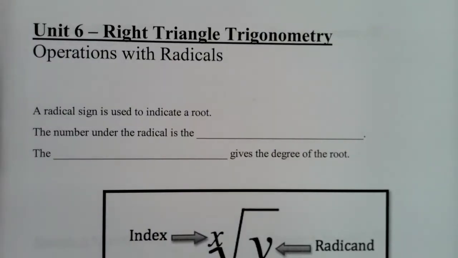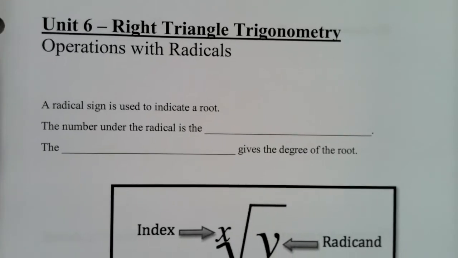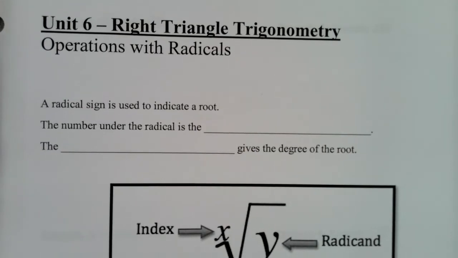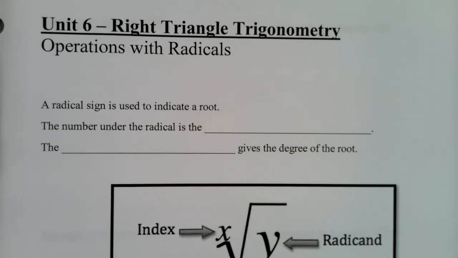Okay, this is the next unit in geometry. It is Unit 6. It's called Right Triangle Trigonometry. And this is Lesson 1. Lesson 1 is called Operations with Radicals. Now, this entire lesson should basically all be review from Algebra 1. But I'm just going to pretend you haven't learned it yet and just teach it normally, because I think some of you have not learned this yet.